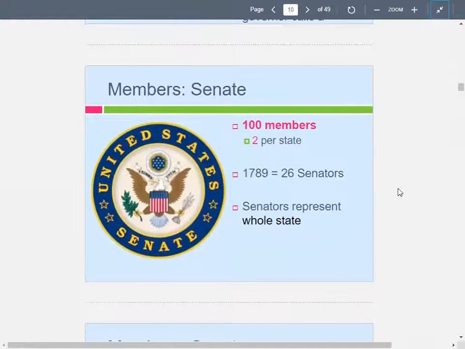Then we have the Senate. This is 100 members. It's 2 people per state. In 1789, there were 26 senators because we had 13 states. So 26 divided by 2 is 13. Senators represent the whole state.